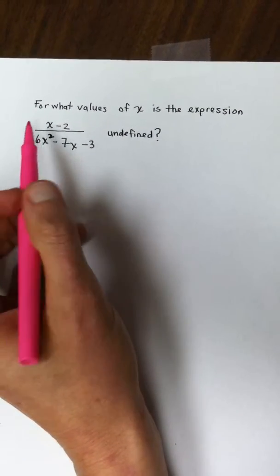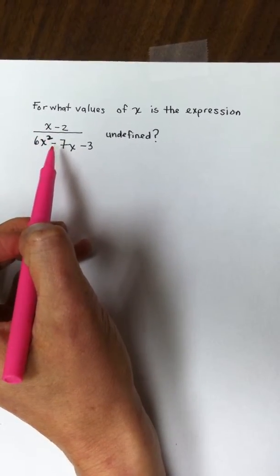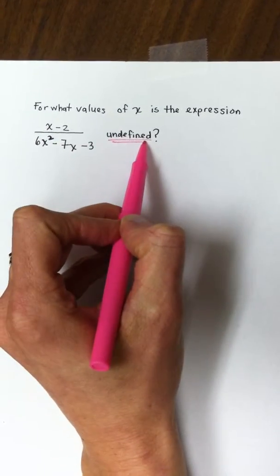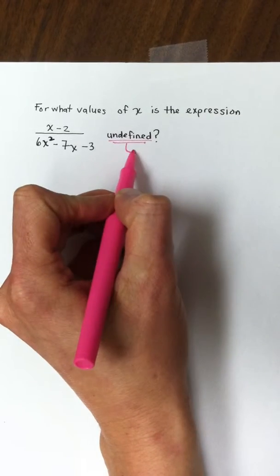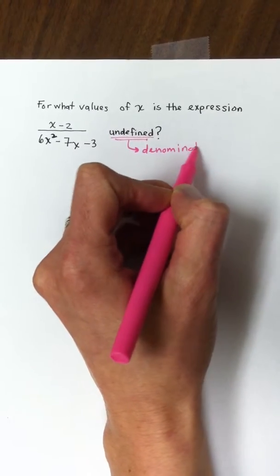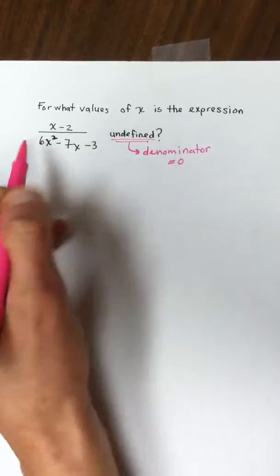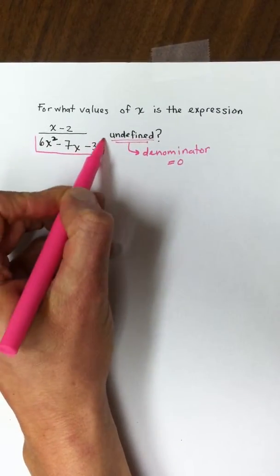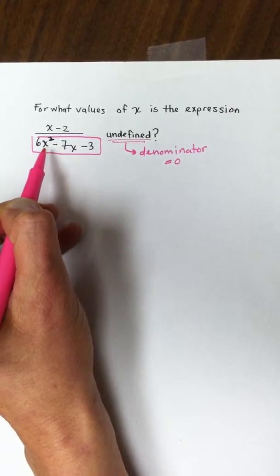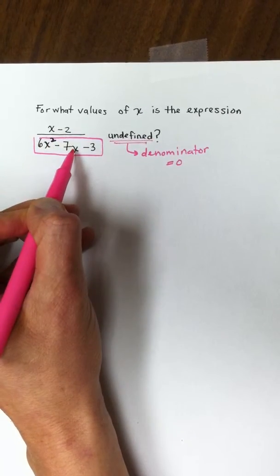In this problem, we're being asked what values of x will make this rational expression undefined. A rational expression is undefined when the denominator is equal to 0. So basically, I want to know what values of x will make this trinomial equivalent to 0 when I substitute that value in for the x.